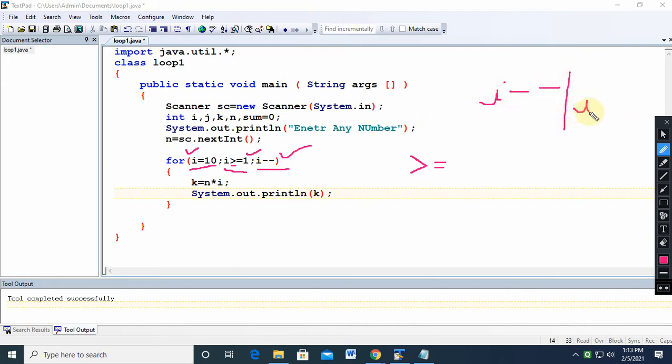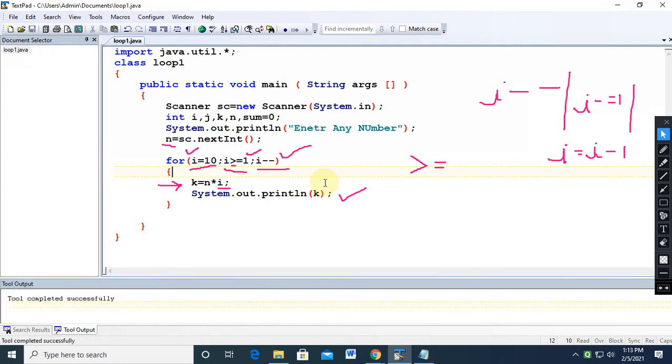Yes, sir. Or I minus equals to 1, or I equals to I minus 1, if you want to reduce the value of I by 1 only. Is that clear? And then we are multiplying the number by 10 and printing it. Now let me show you the output. All of you please pay attention.